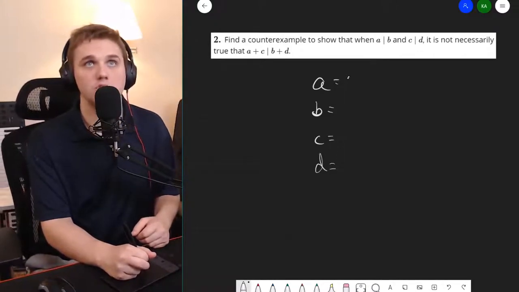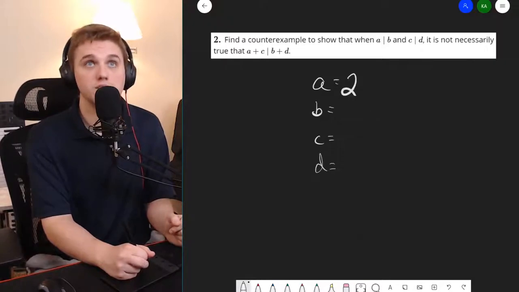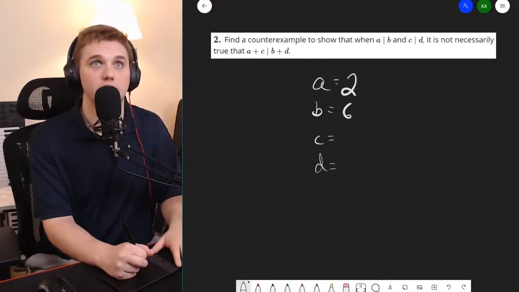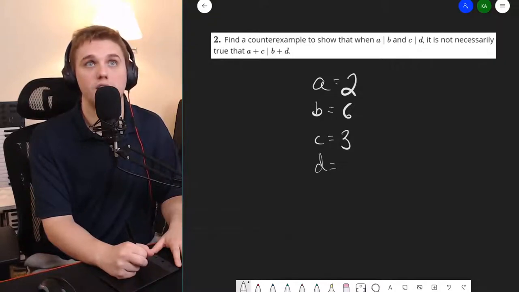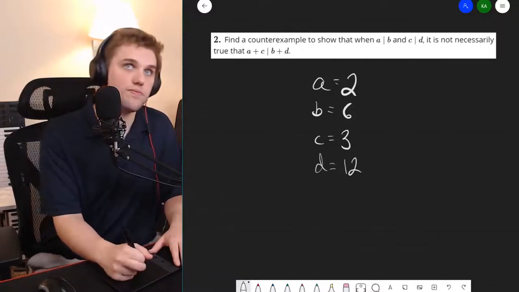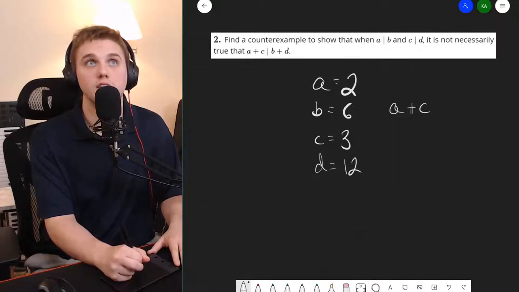Let's pick A is 2. B needs to be a multiple of 2, so let's say 6. C, let's make it a different number like 3. And then D, keep in mind C divides D, we need to make D divisible by 3. Let's say 12. So let's take a look at A plus C divides B plus D.